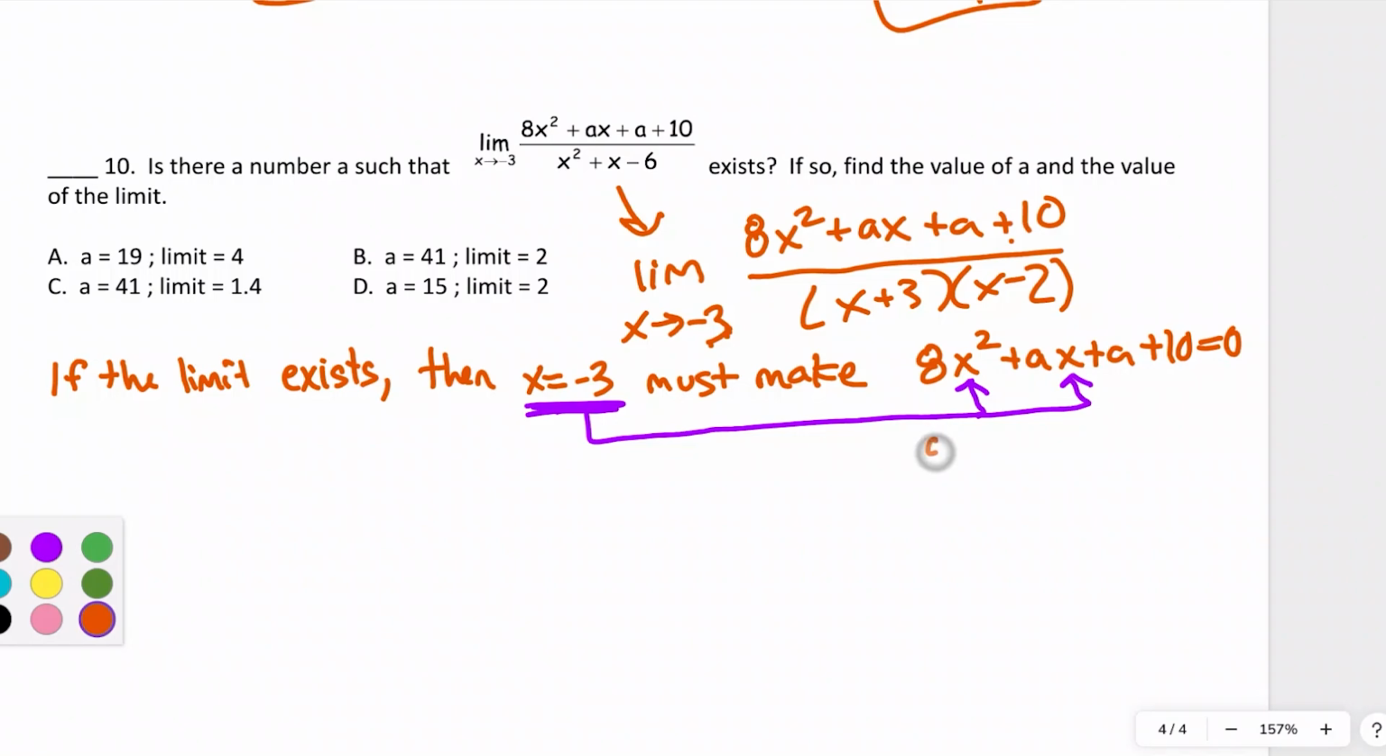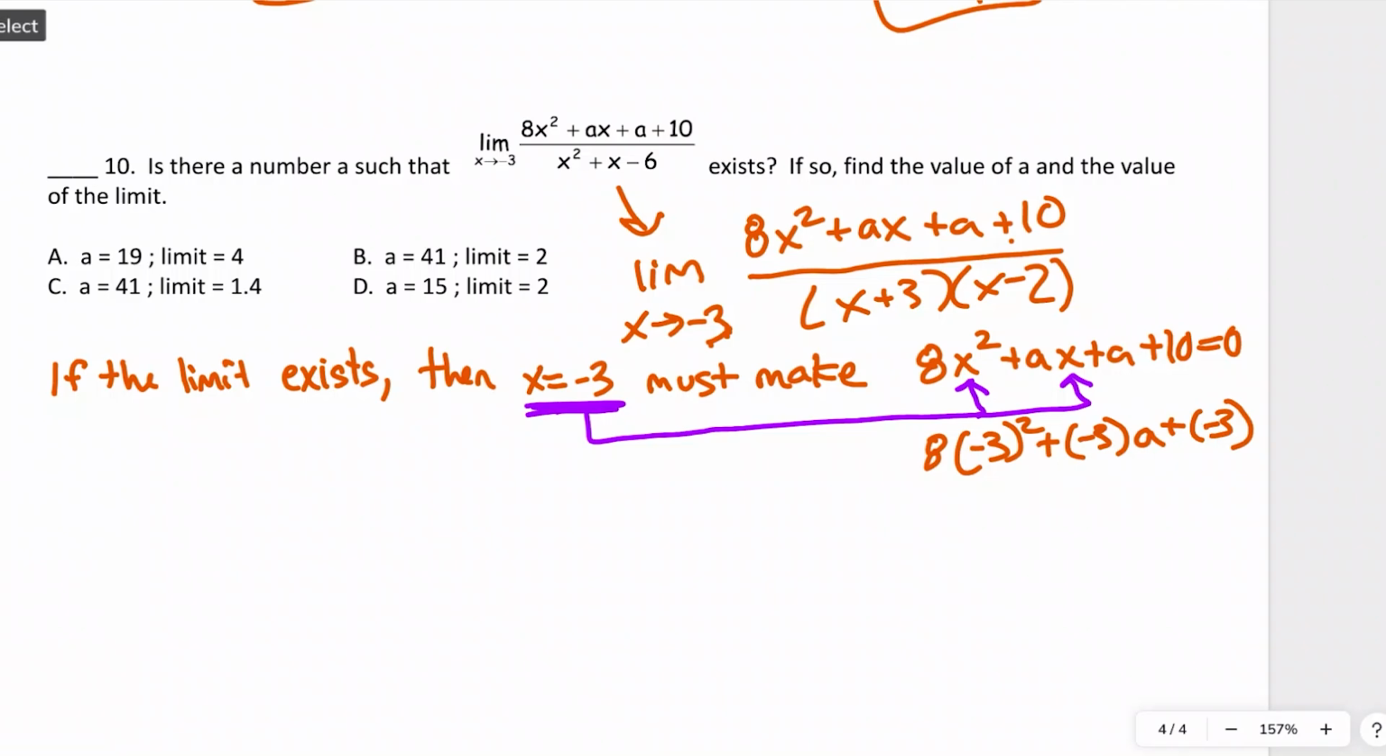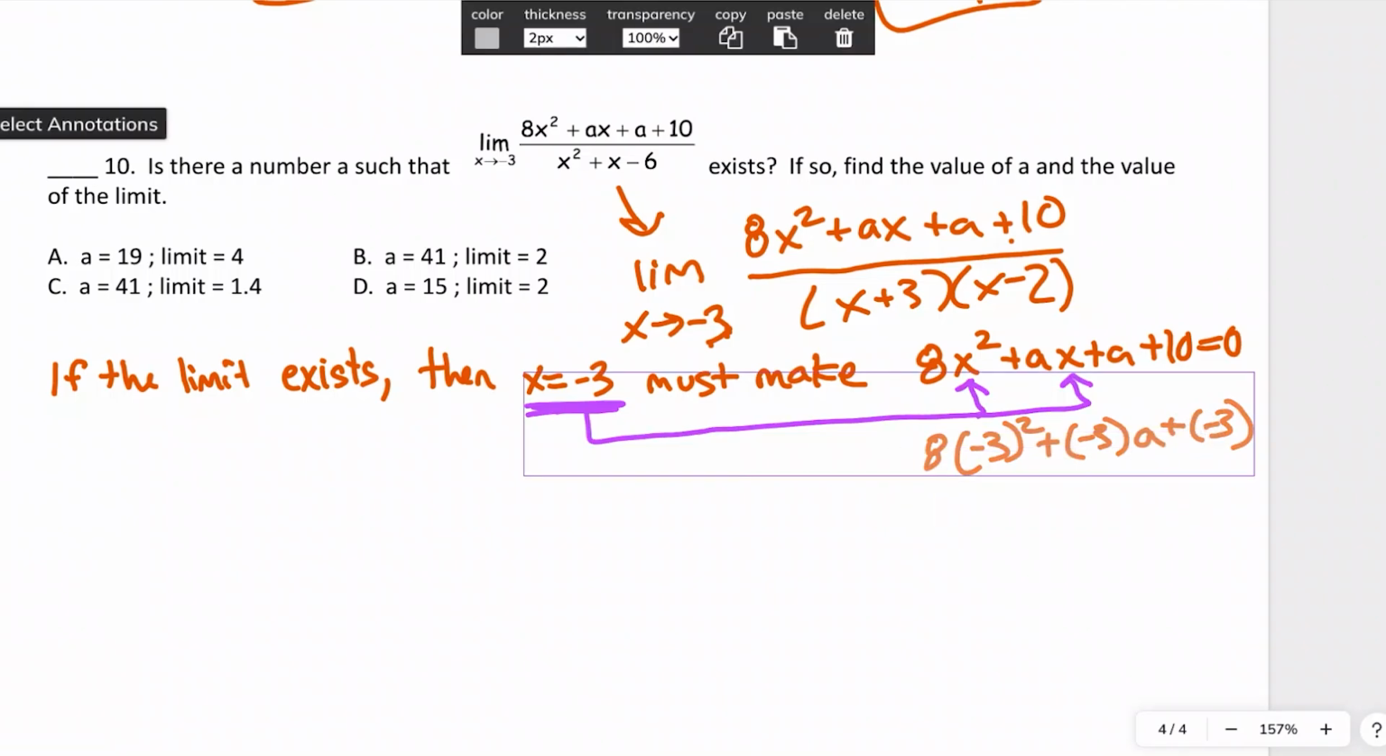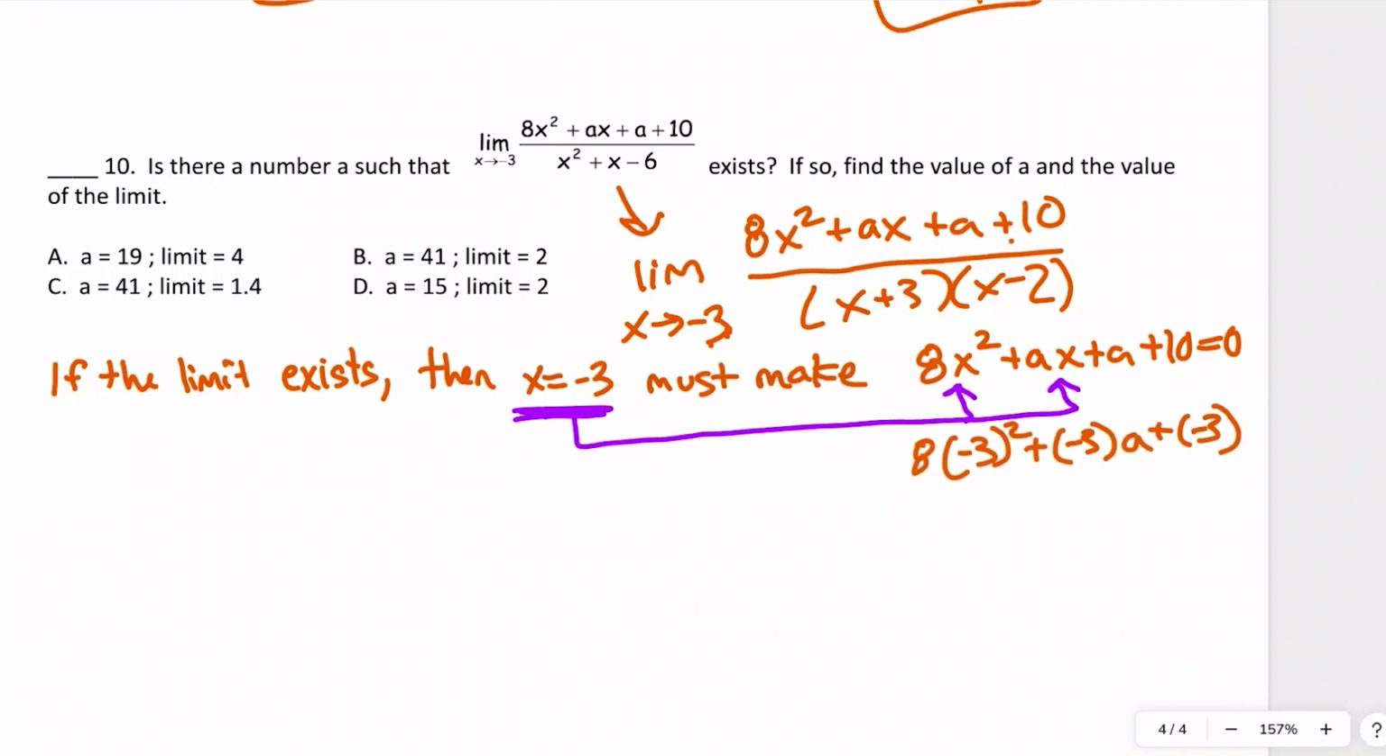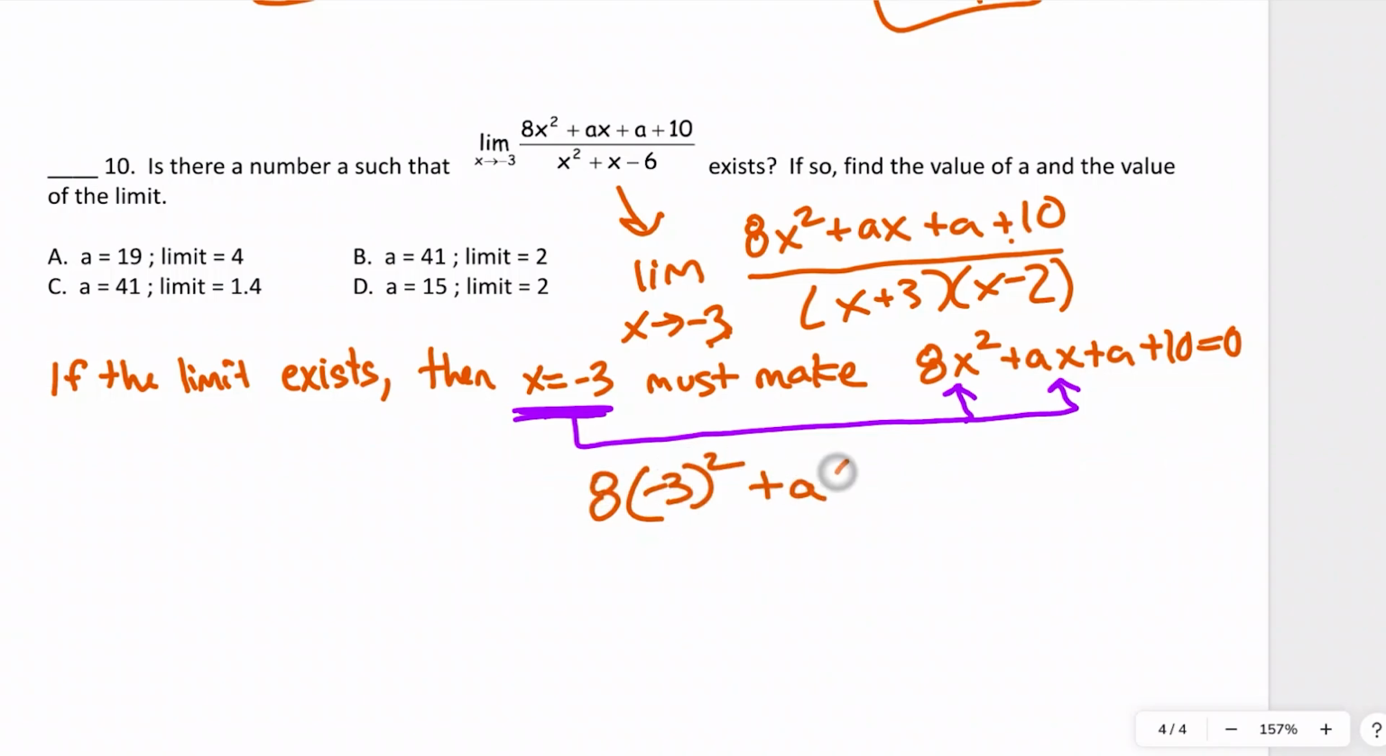Let's go ahead and do that. So 8 times -3 squared plus a times -3 plus another -3. Let me back this up. See if I can just move it over so I don't have to rewrite it. Nope, I'm just going to rewrite it. That's okay. So let's try that again. 8 times -3 squared plus a times -3 plus -3 plus 10 equals 0.